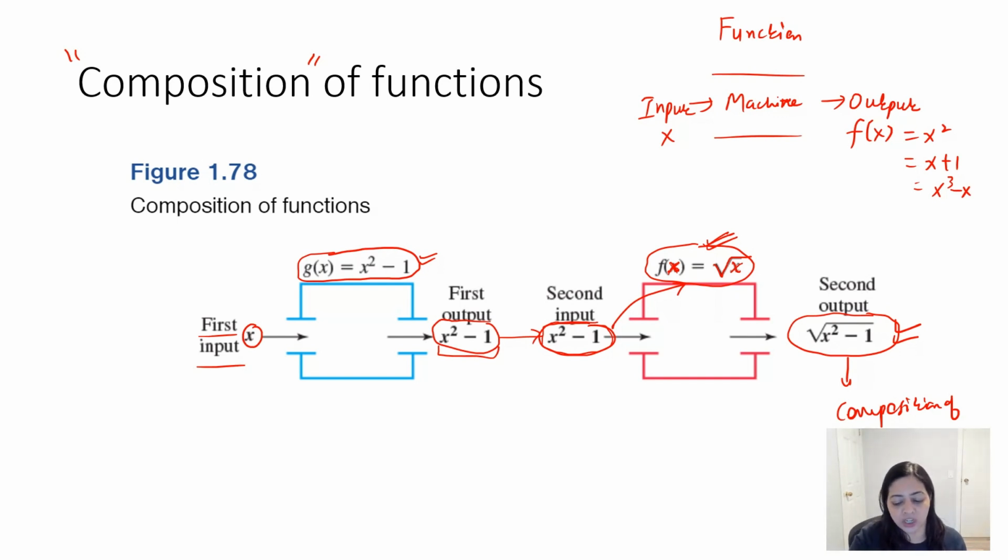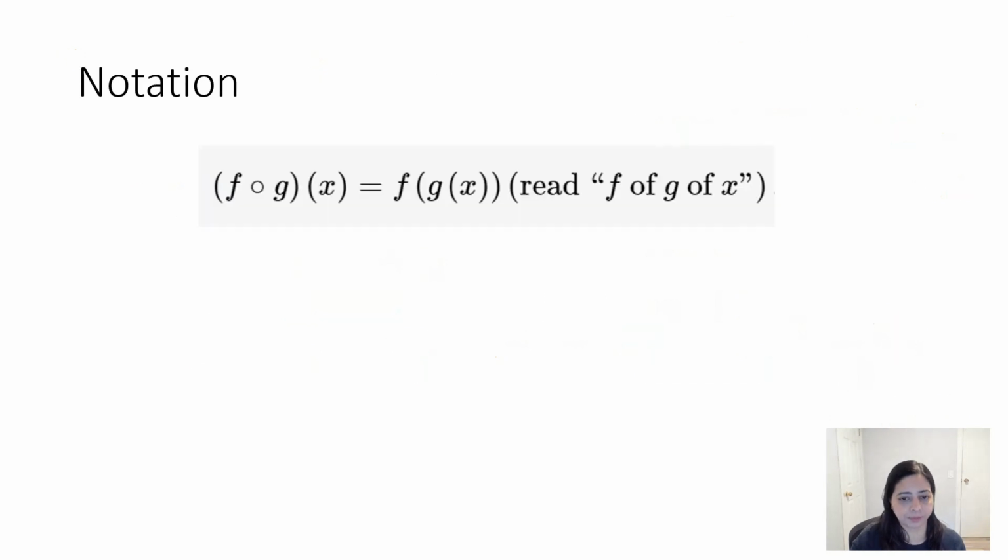And now we have a notation to understand this. For composition, we got a notation. Just like sum, product, difference, and quotient got their symbols, plus, minus, dot, and division, here we have a particular symbol to denote that this is a composition. This symbol is a small circle, f circle g of x. It's also read like this.